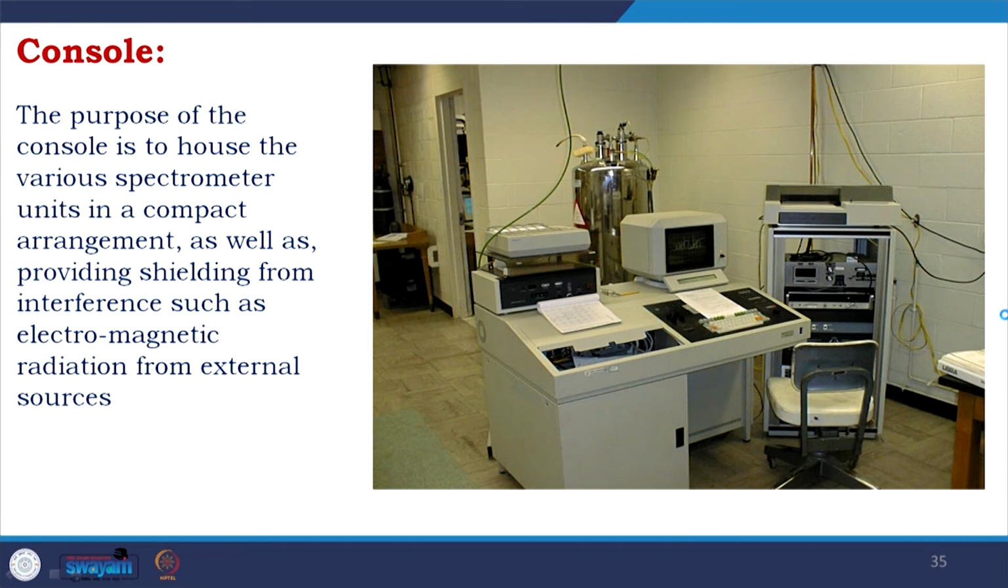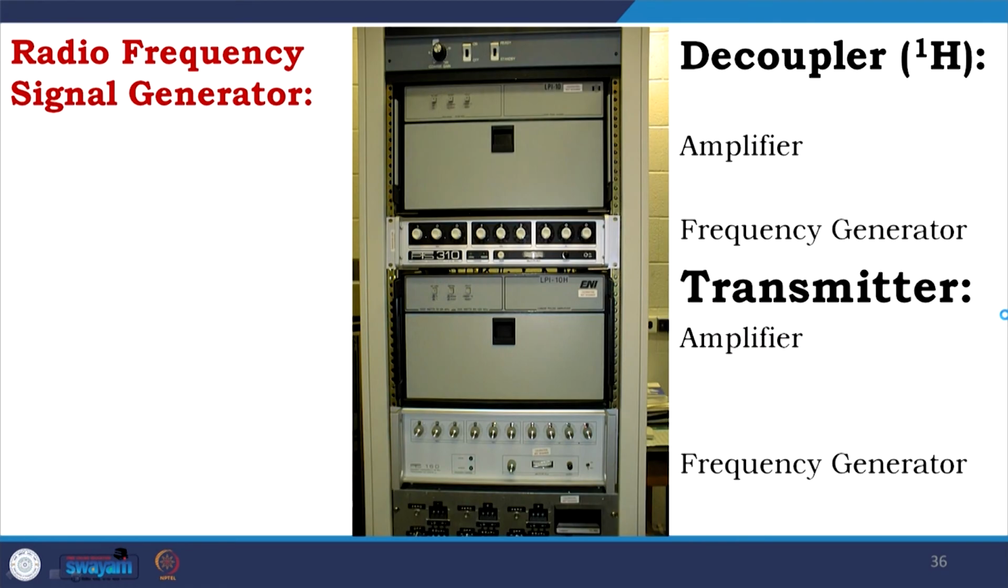Console. The purpose of the console is to house the various spectrometer units in a compact arrangement, as well as providing shielding from interference such as electromagnetic radiation from external sources. So, this is a console with a computer. Radio frequency signal generator: here you will see two parts, decoupler and transmitter, both of which have an amplifier as well as a frequency generator.